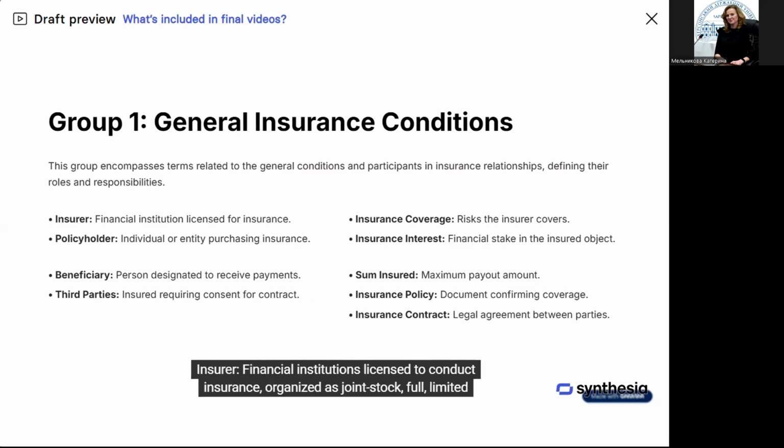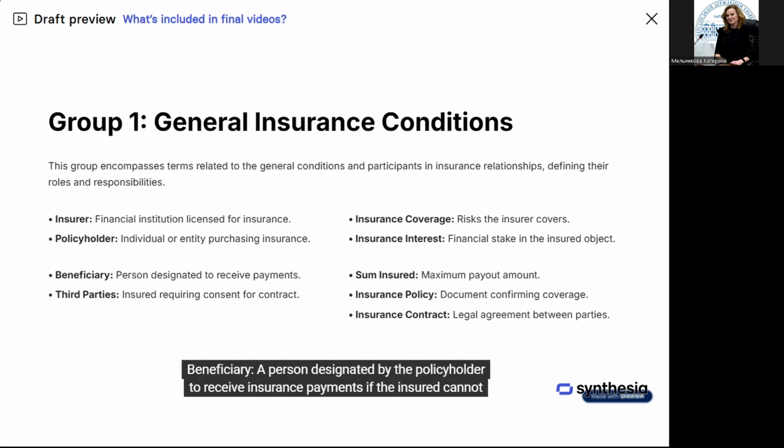Insurer. Financial institutions licensed to conduct insurance, organized as joint stock, full or limited partnerships, or companies with additional liability under Ukrainian law. The number of participants in an insurer must be at least 3. Policyholder. Legal entities or competent individuals who enter into insurance contracts with insurers.